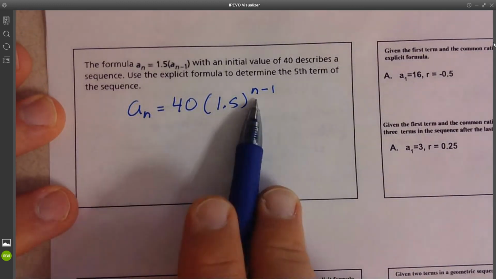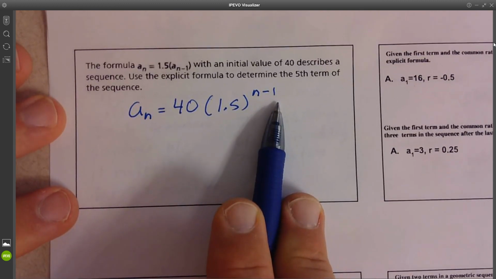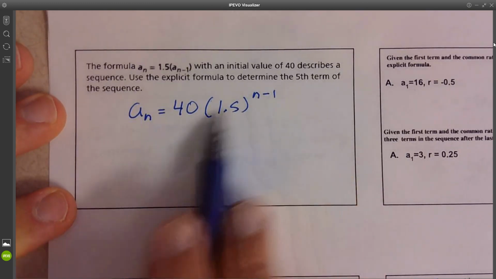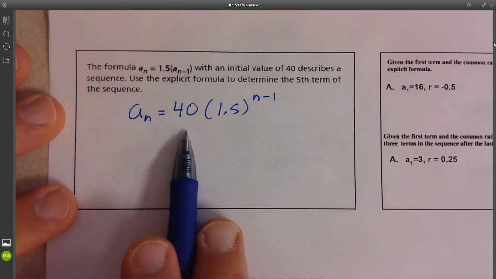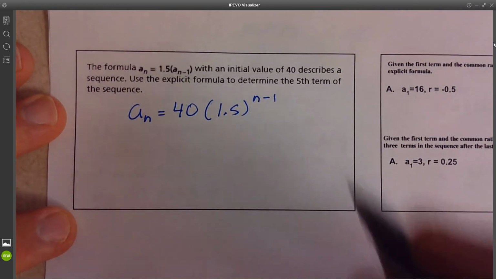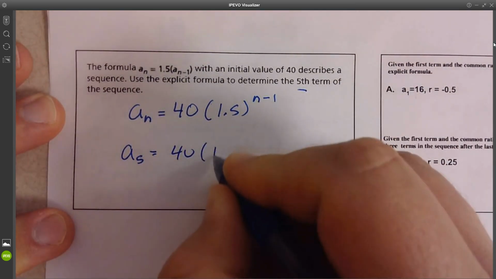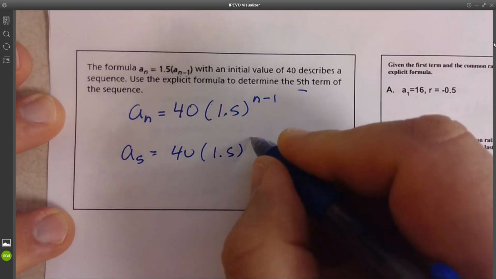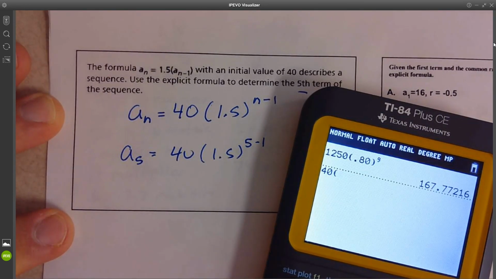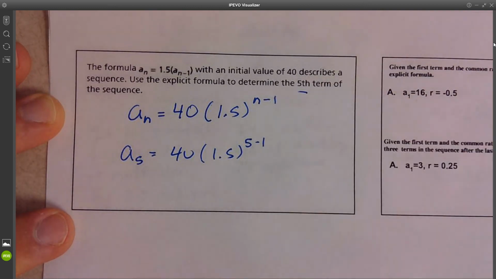And if I were to plug 1 into this, 1 minus 1 is 0 up here. 1.5 to the 0 is 1. 40 times 1 is 40. So I like to sometimes just kind of plug in a value just to make sure that it actually gives me the starting value. Okay. Determine the fifth one. So a sub 5 is 40, 1.5 times 5 minus 1 or 4. And again, that's calculator. And we get 202.5.